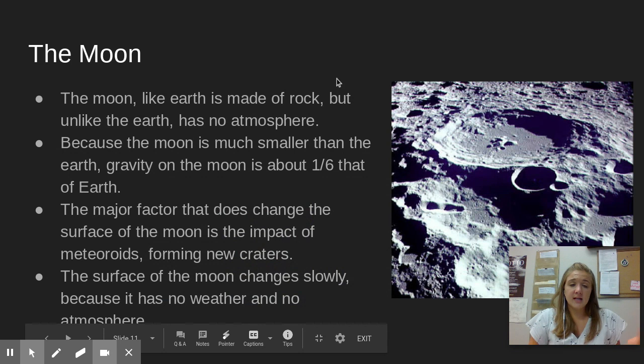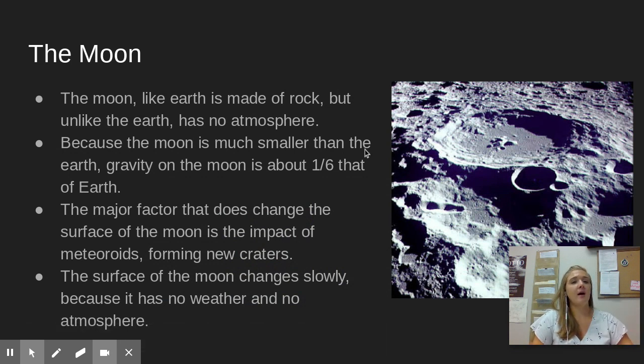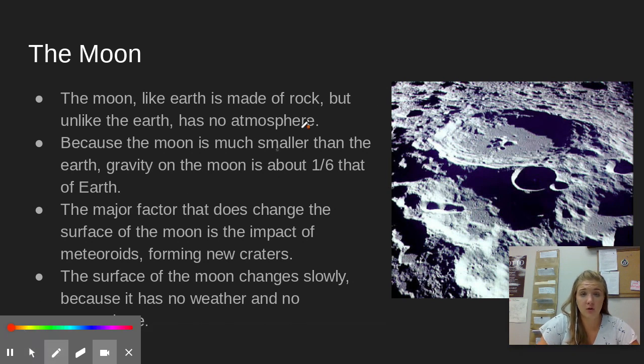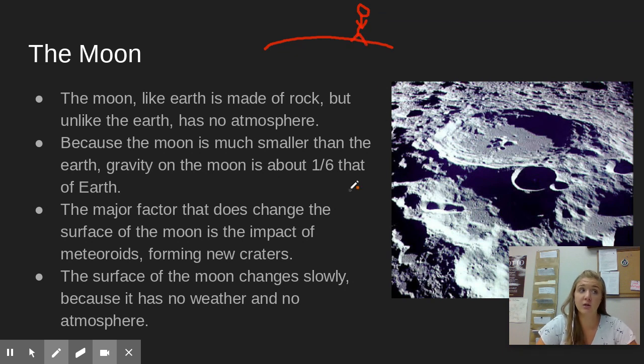The moon, just like the Earth, is made of rock, but unlike the Earth, it has no atmosphere. If you wanted to land on the moon in a rocket ship, if this was the moon, you would not be standing in the atmosphere of the moon. It has no atmosphere. You would actually literally be standing in space. It doesn't have this layer or gaseous bubble that surrounds it like the Earth does. It's just space, space, space.